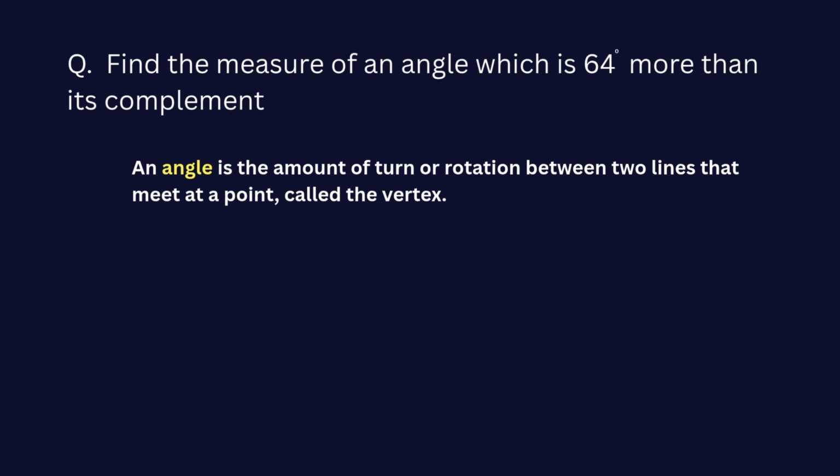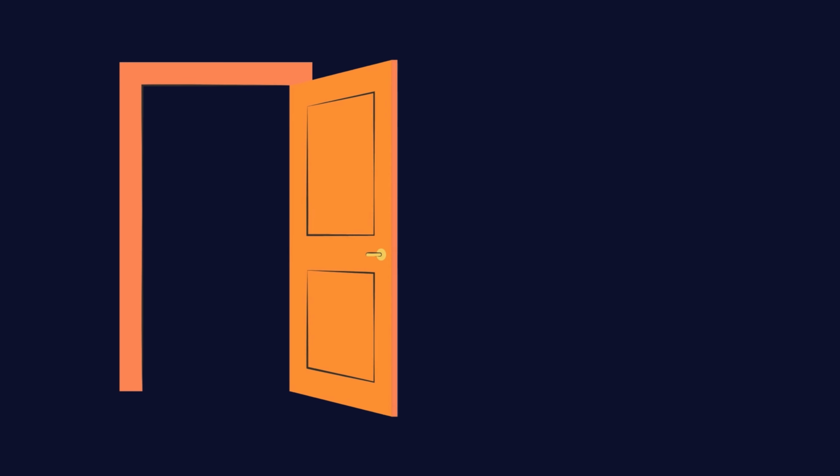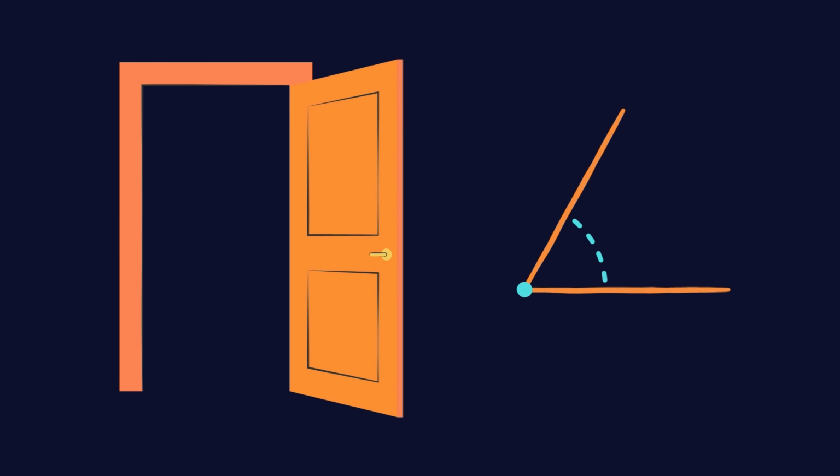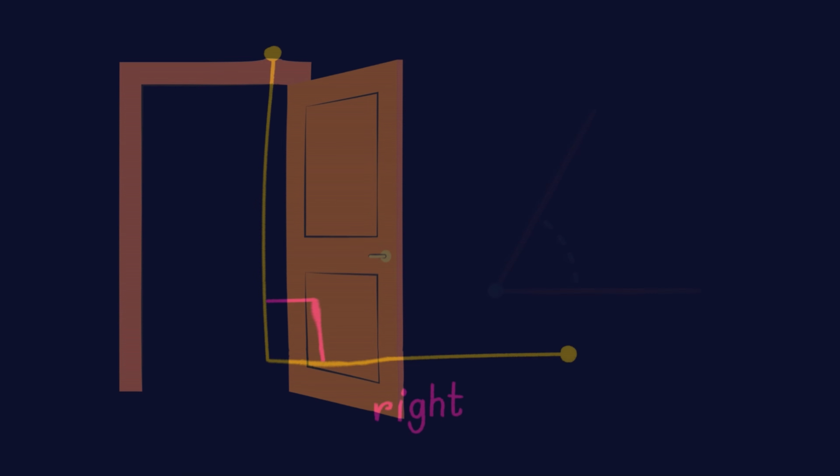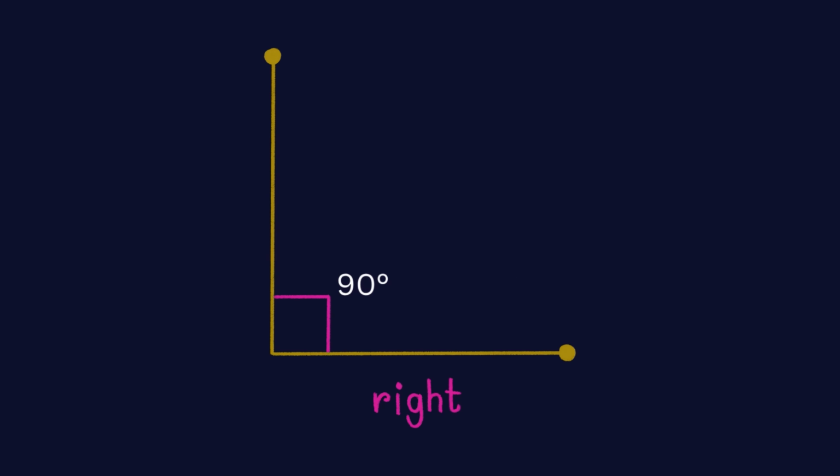That point we call the vertex. For example, if you open a door, the space between the door and the frame forms an angle. The more you open it, the larger the angle becomes. For example, a right angle is exactly 90 degrees, meaning it's straight. And a straight angle is 180 degrees. It's like half of a circle. And a full rotation is 360 degrees, which is the whole revolution of a circle.